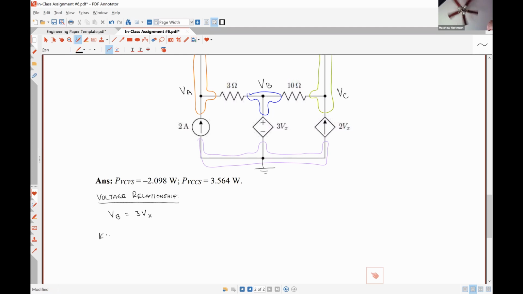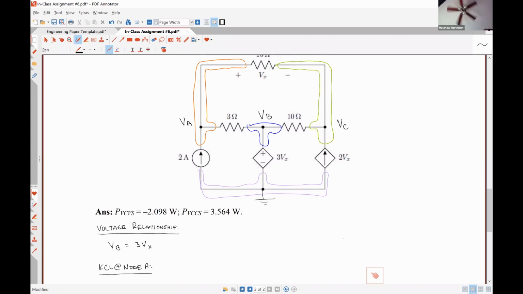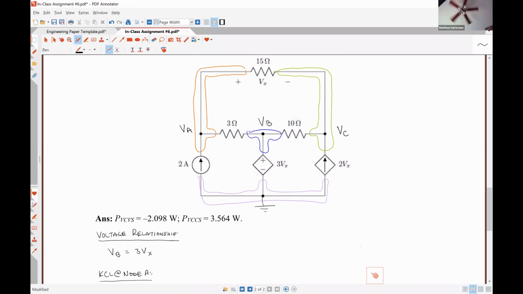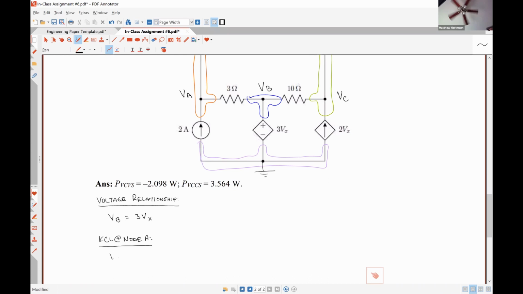So KCL at node A. Who wants to start me off with one of those terms? VA minus VC over 15 ohms. All right, so that'll be the current directed up through the 15 ohm resistor. So VA minus VC over 15 ohms.